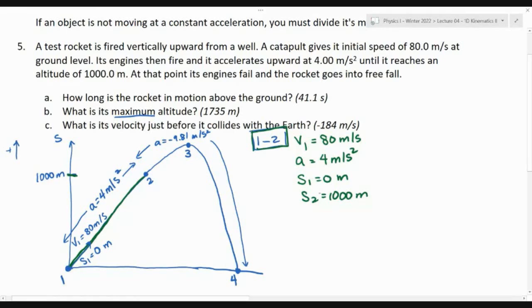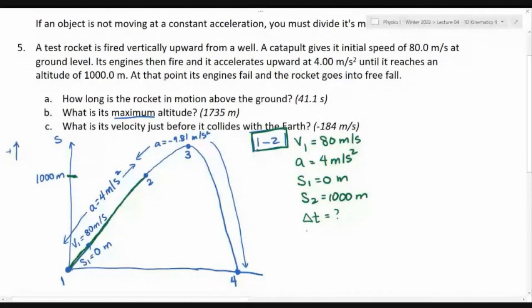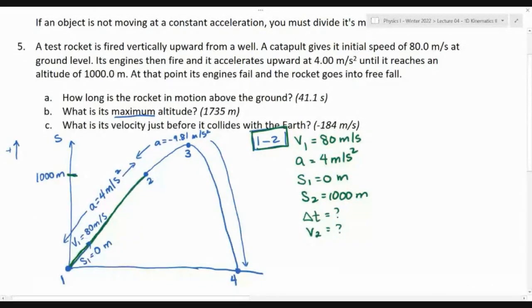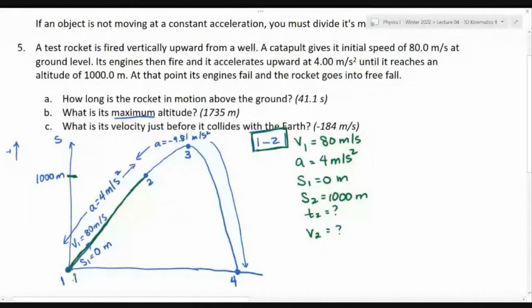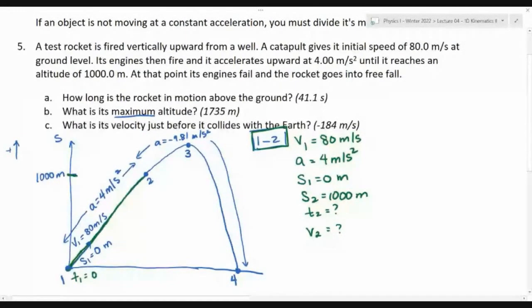Okay, so we have S1, S2, V1, and A. What is it that we can figure out here? We can find delta T, and we can find V2. We're going to use a kinematic equation to find delta T, and we're also going to find V2. But instead of calling it delta T, we're going to call it T2, because otherwise we'll have delta T's all over the place. So I'm going to call it T2. And we're going to say T1 down here was initial, when it was 0. The initial time at the beginning is 0.